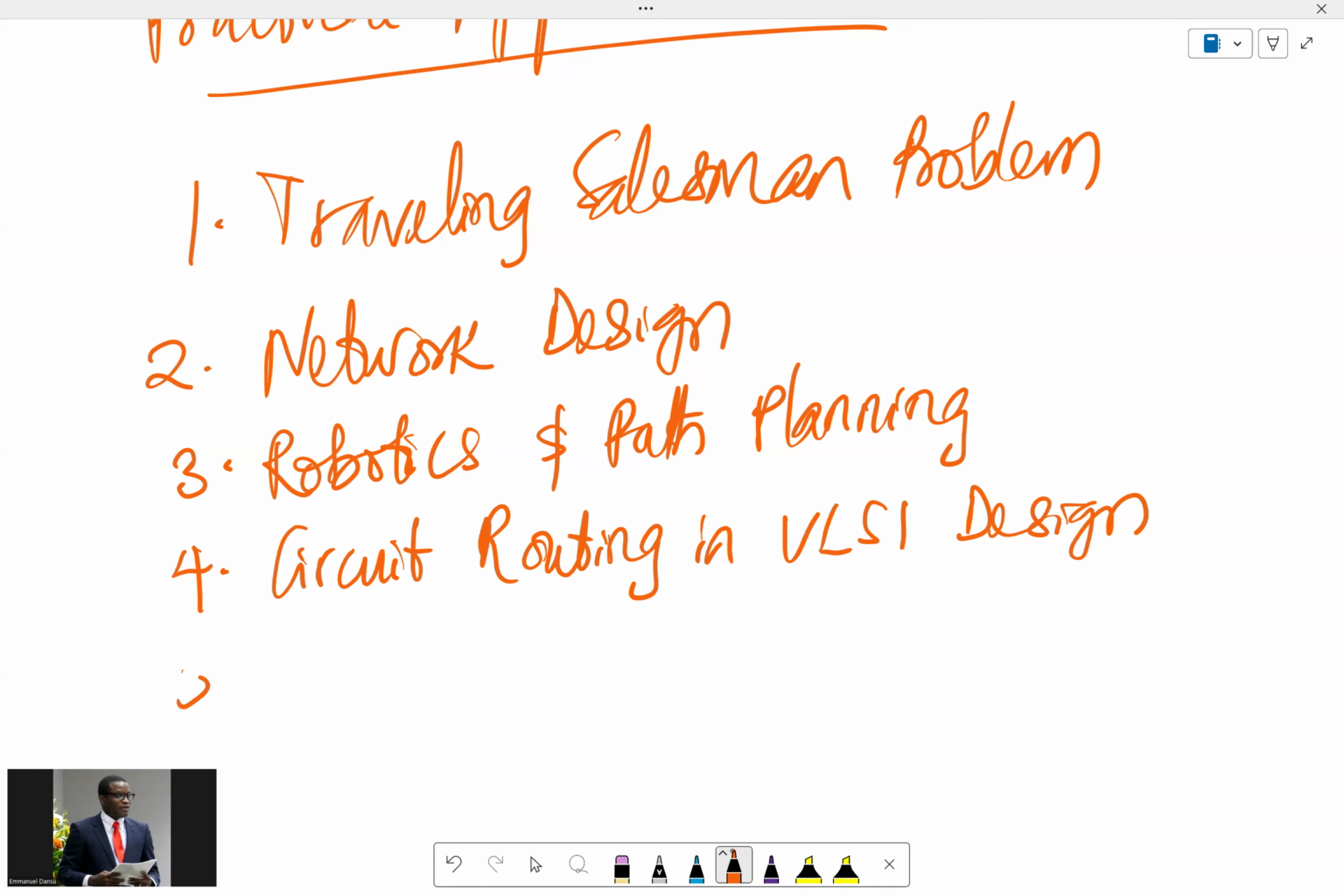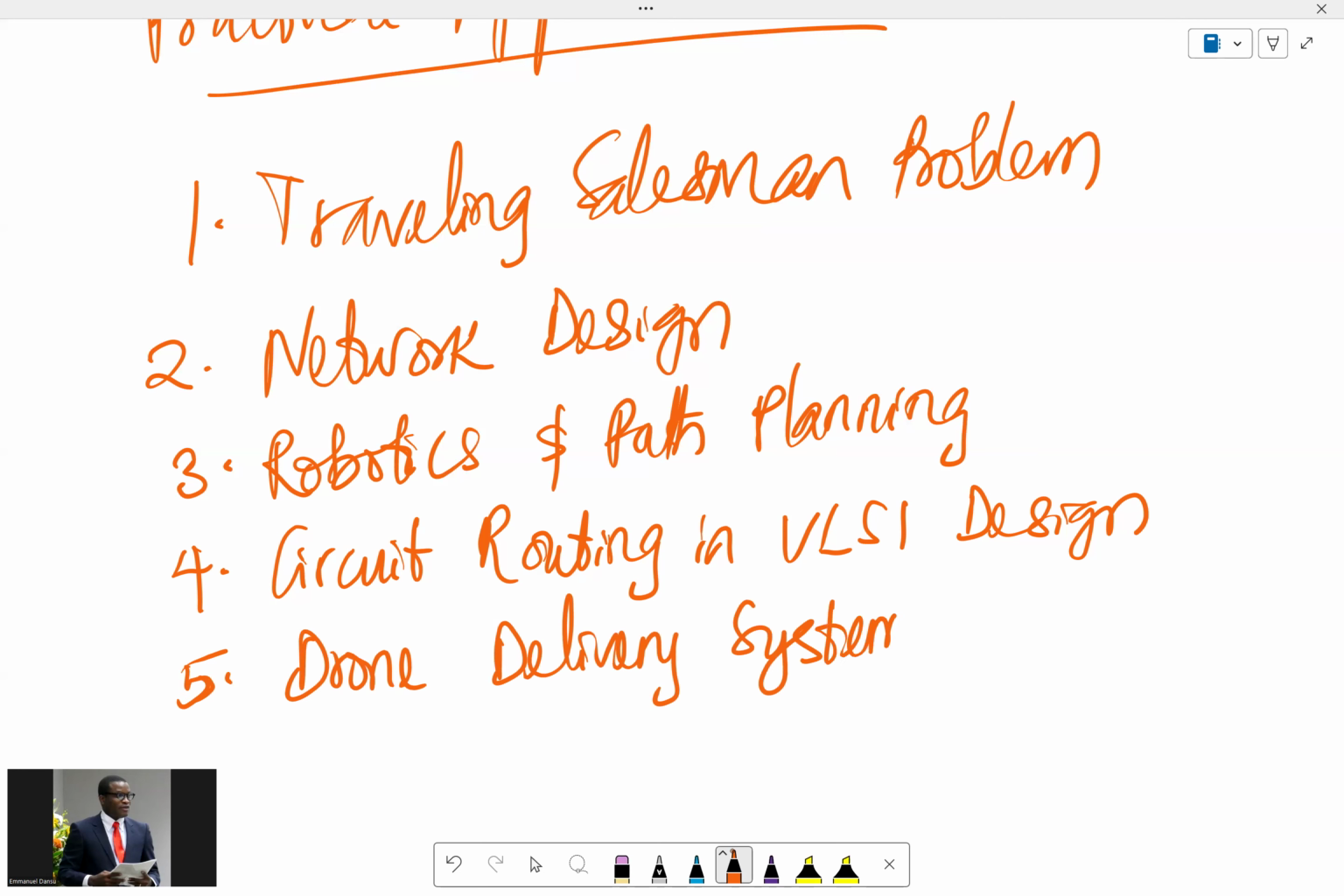Then of course we have number five, drone delivery systems. Of course, we know that in a place like Rwanda, you have drones delivering blood in situations of emergency blood transfusion. And you have drones delivering food and all that in some other locations. In drone delivery systems, a Hamiltonian cycle could be applied to plan routes that efficiently connect delivery locations. By using a Hamiltonian cycle, the drone can visit each drop-off point exactly once, optimizing flight time and fuel consumption.